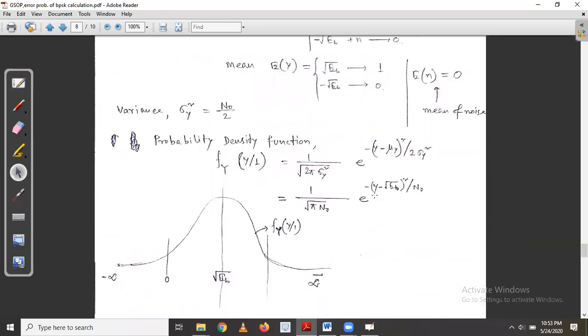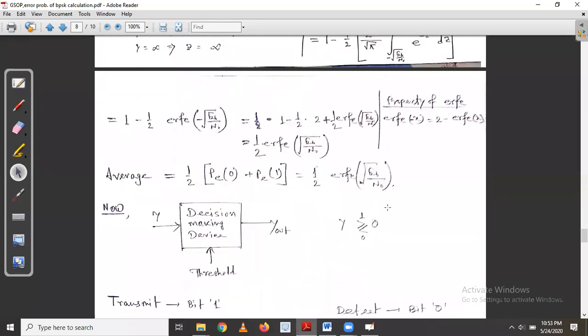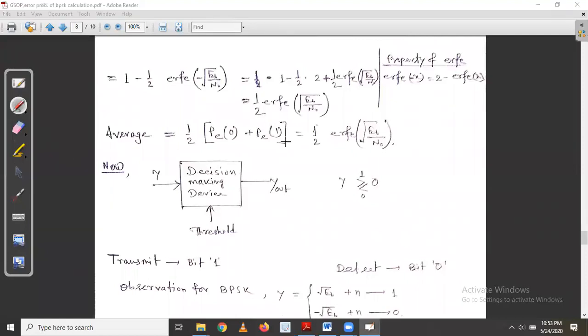Today we are going to discuss the decision making device. Okay. So after last day, what we have discussed, we have developed the whole derivation of bit error rate or probability of error for BPSK, and after the derivation we got this expression, which is nothing but the average probability of error for BPSK.